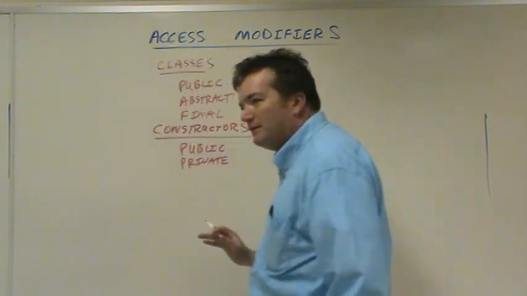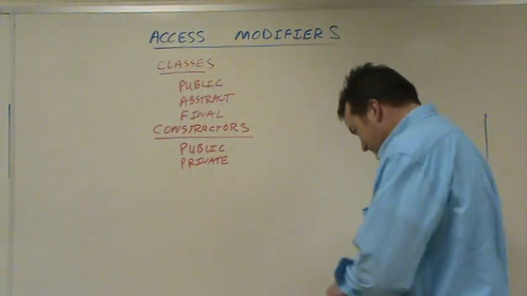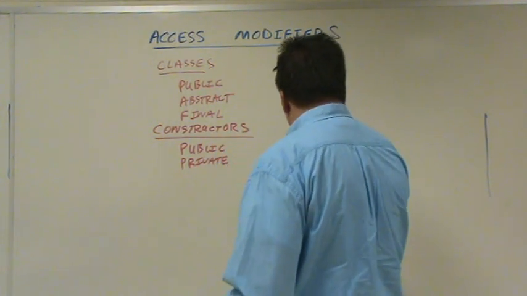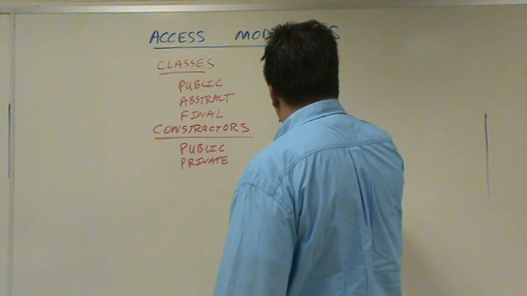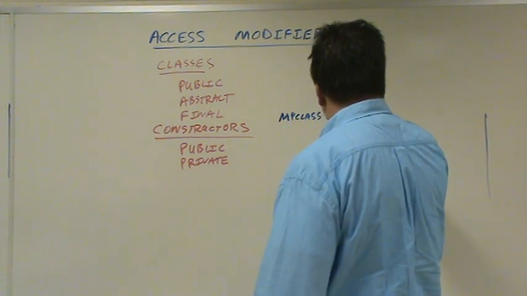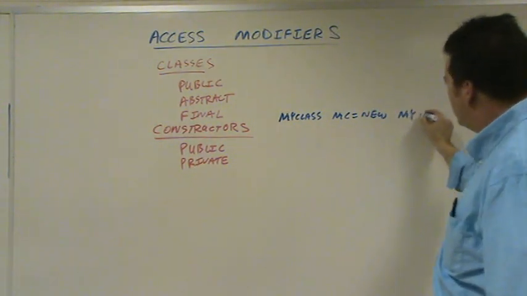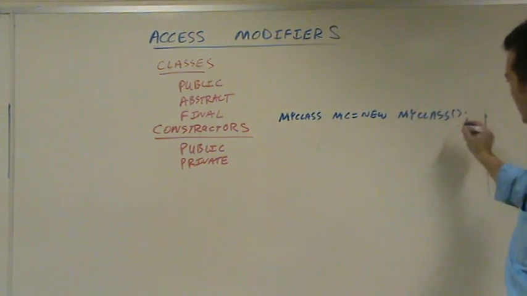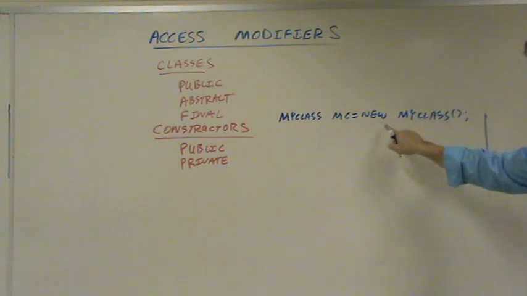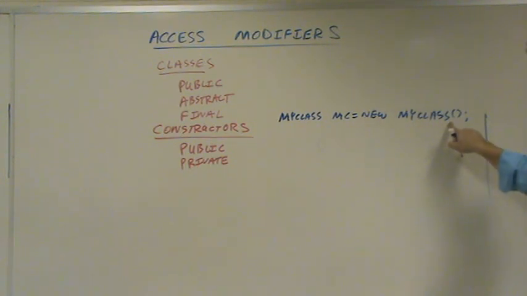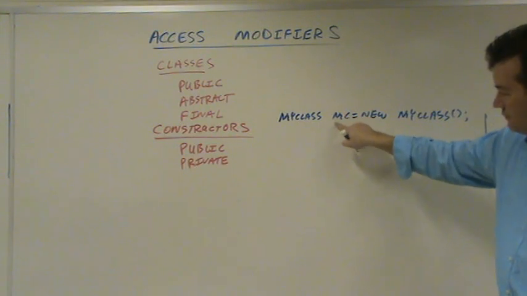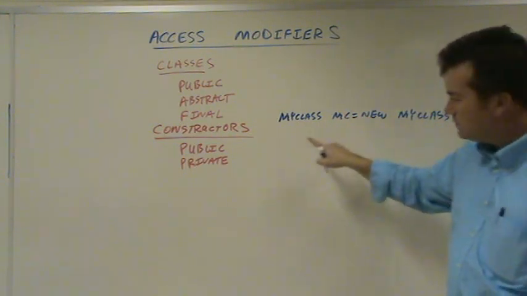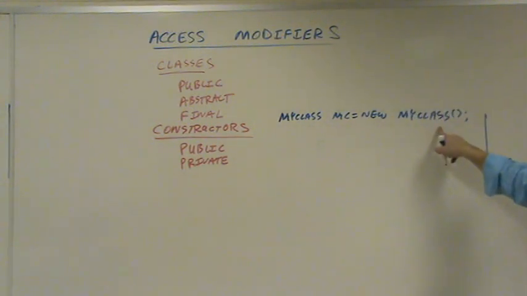Now, what would happen if you made the constructor private? Suppose somebody came along and again said MyClass MC equals new MyClass. This says create a brand new object of type MyClass, then run the constructor before you return the storage to have this refer to it. But if the constructor was private, you couldn't run the constructor, right?